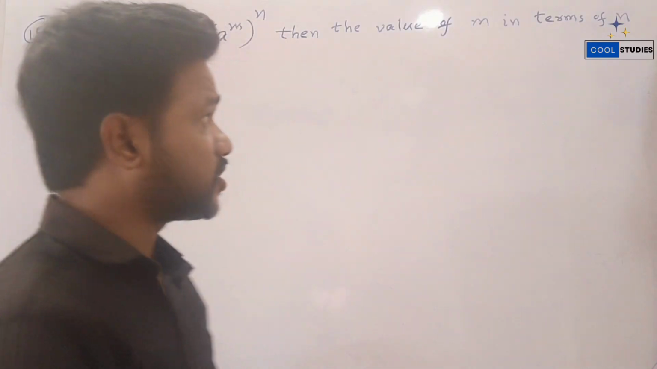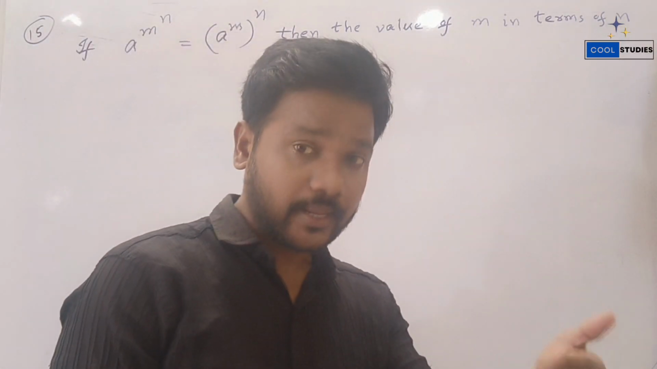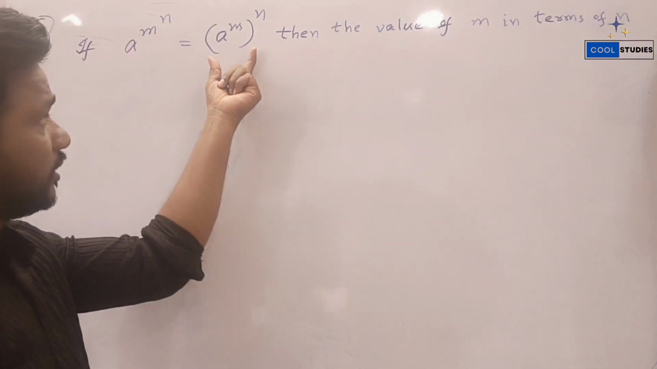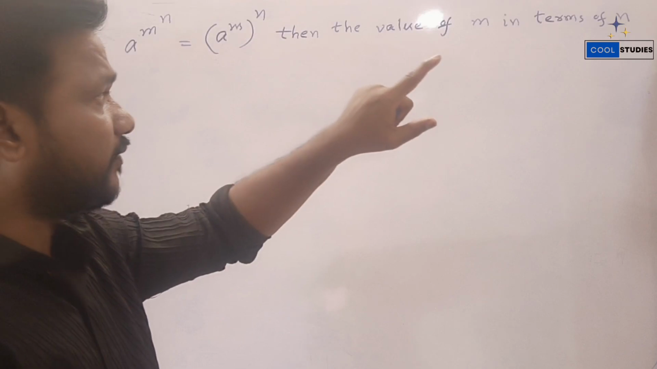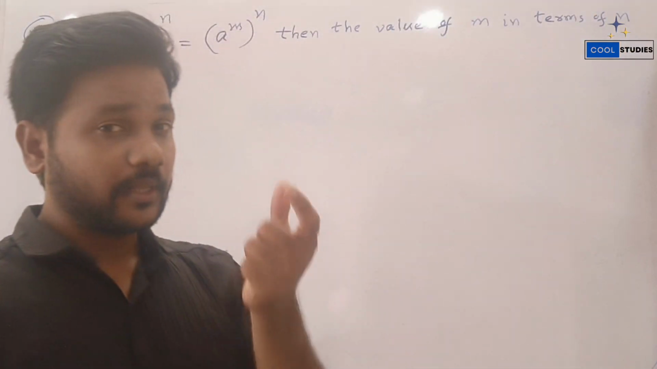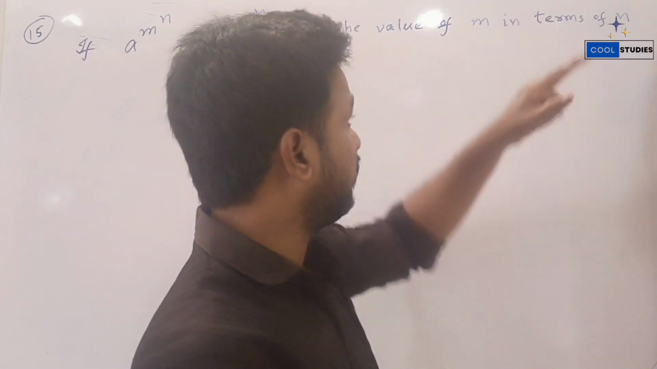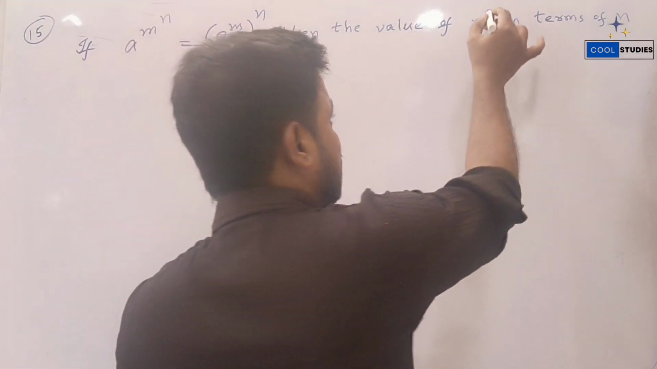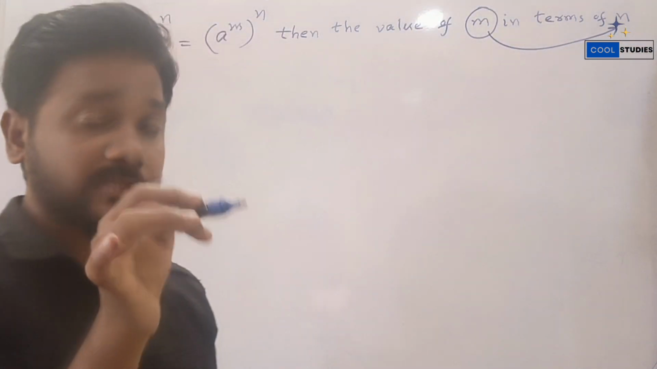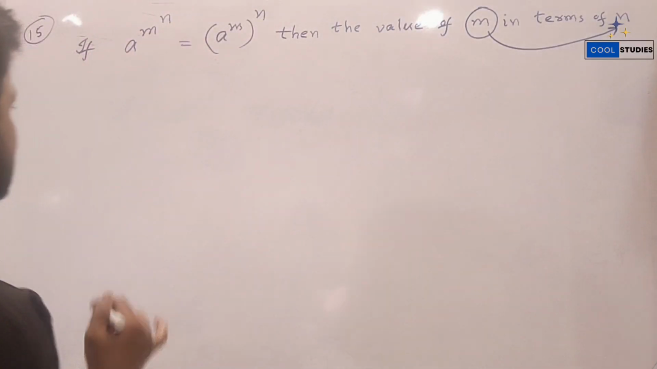Let us discuss the next question. If a power m power n is equal to a to the power m whole power n, then find the value of m in terms of n. In terms of n, we have to find the value of m. So let us come to the question here.